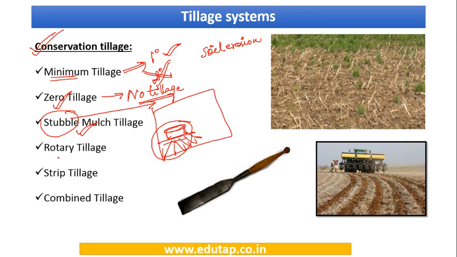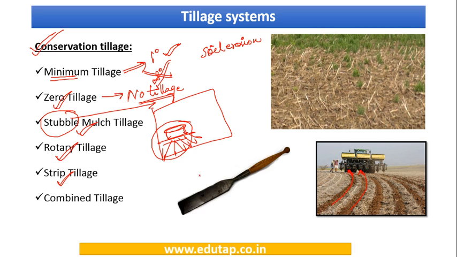Now rotary tillage is a tillage where you're using a certain kind of implement, and you're using a rotary cut to perform the tillage operations. Then comes strip tillage. You can see here in the picture that the tillage operations are performed in strips. So the entire field does not come under tillage operation. So in a way you are minimizing the tillage operation.